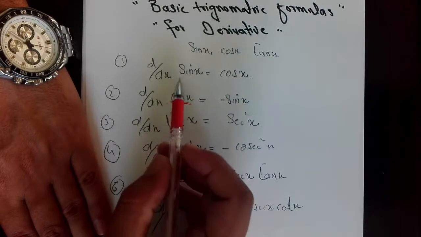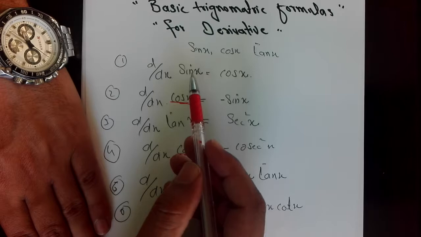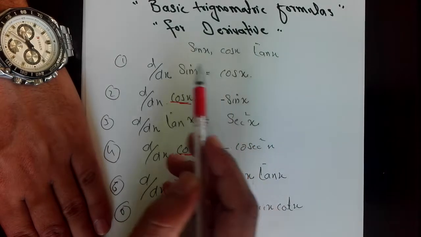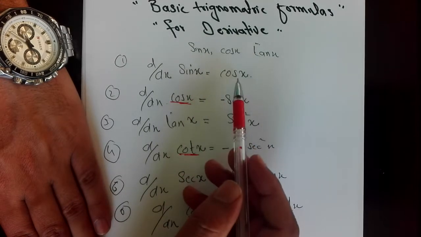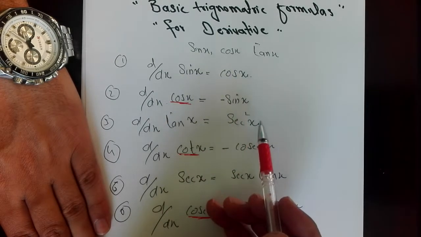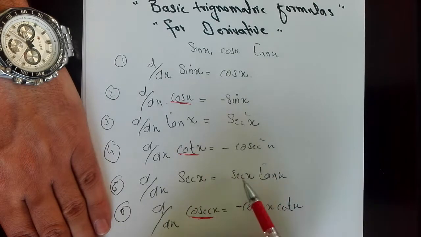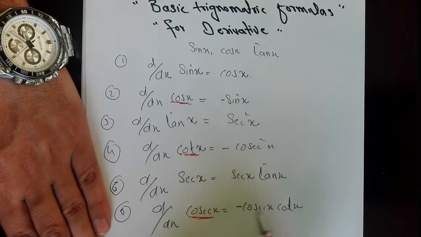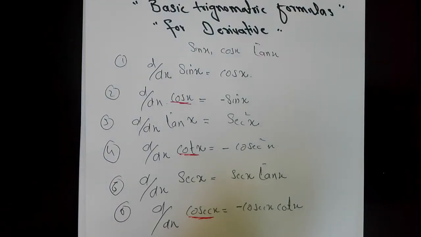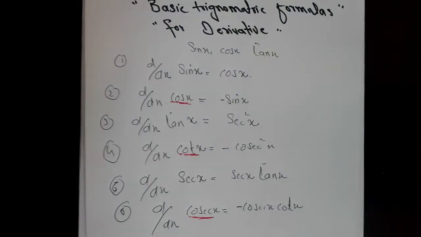When you see in the question, it is given as sine of x, and it says take the derivative of sine of x, you can write in one step: sine of x gives cos of x, cos gives minus sine of x, tan gives secant square of x, cot gives minus cosecant square of x, secant of x gives secant itself and tan of x, cosecant of x gives minus cosecant of x into cot of x. So those are the 6 basic formulas for the trigonometric derivative formulas.